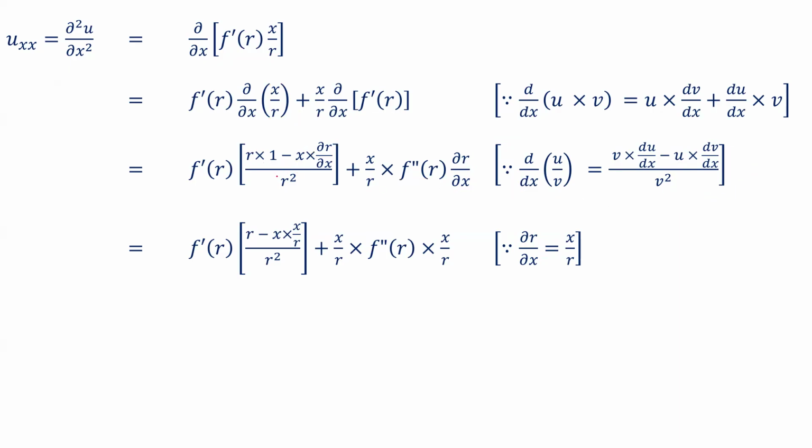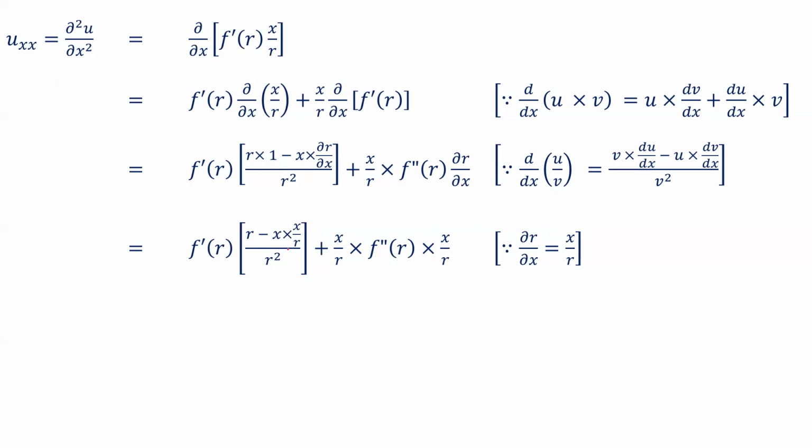Let us try to simplify this one. F dash of r into 1 is r, x into what is the value of del r del x? The value of del r del x is nothing but x by r. So we have substituted the value of del r del x as x by r upon r square plus x by r f double dash of r, and again the value of del r del x is x by r.